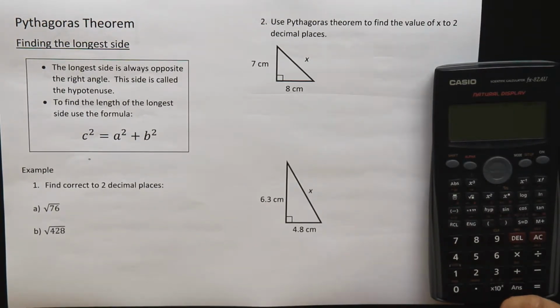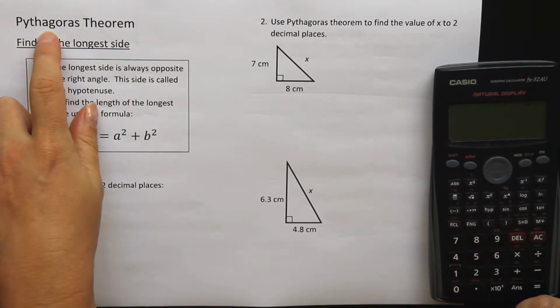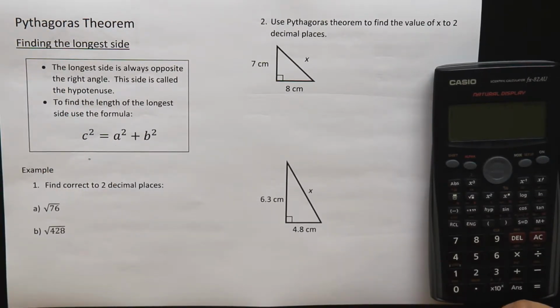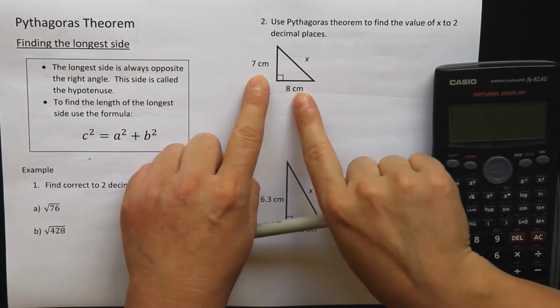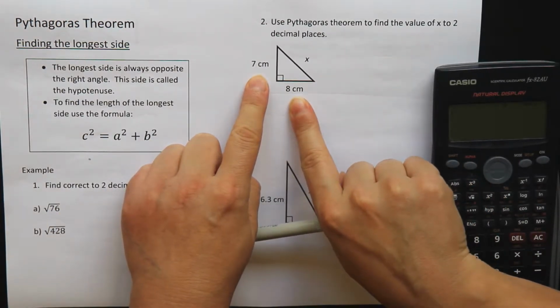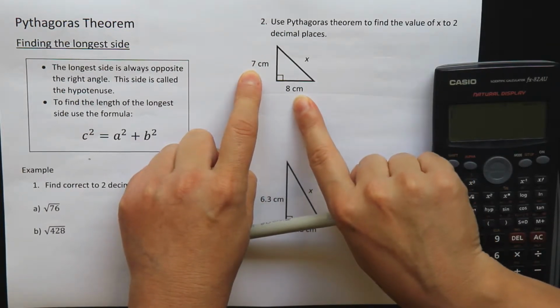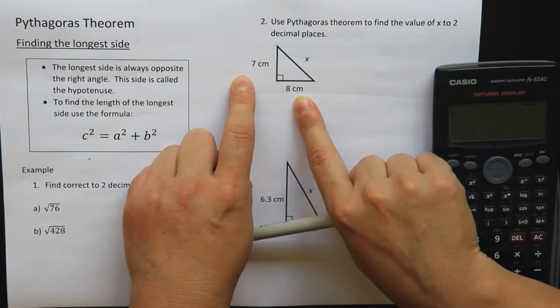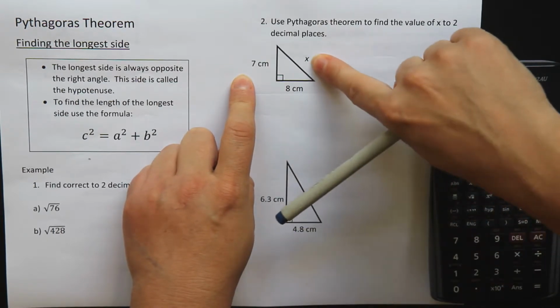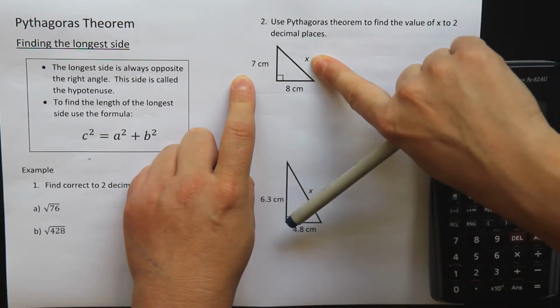Now Pythagoras' theorem is named after the man Pythagoras who found this rule that relates the three sides of a right-angled triangle. He found out that if you take the two shorter sides of a triangle, square that length, square that length, and add those two numbers together, that will be equal to the square of the third length, the longest side.